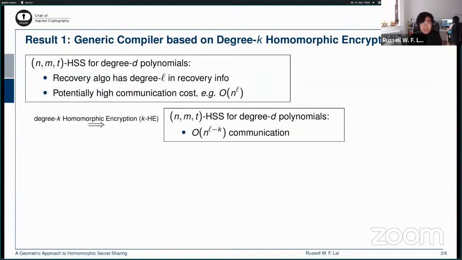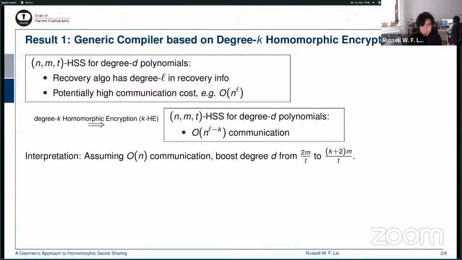The first is a generic compiler based on degree K homomorphic encryption. These are homomorphic encryptions which are able to evaluate degree K polynomials. And this compiler turns a family of HSS schemes where the recovery algorithm is a degree L polynomial in the recovery information. And they could have high communication costs, such as in the order of n to the power L. And after the compilation, we get some HSS scheme for the same kind of polynomials for the same degree, but with much lower communication cost in the order of n to the power L minus K.